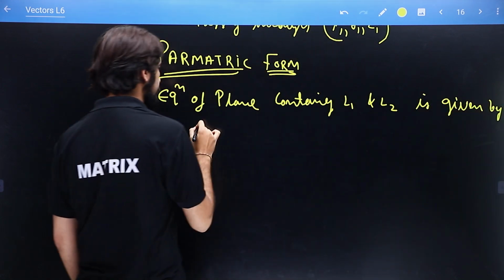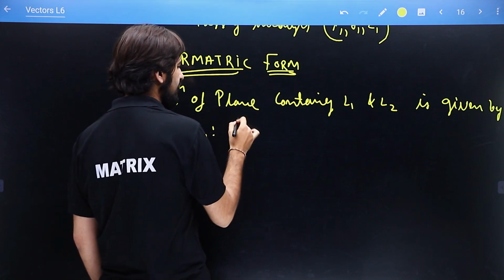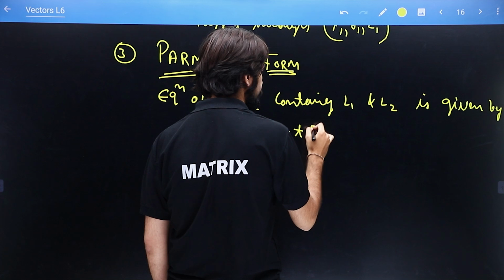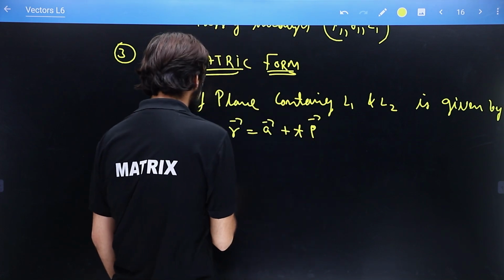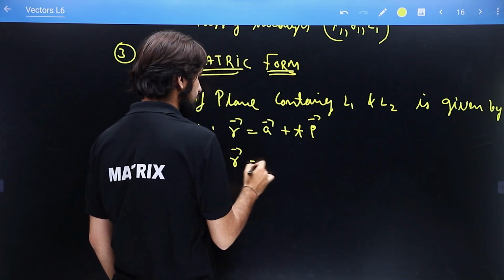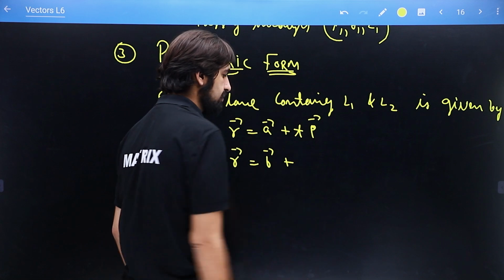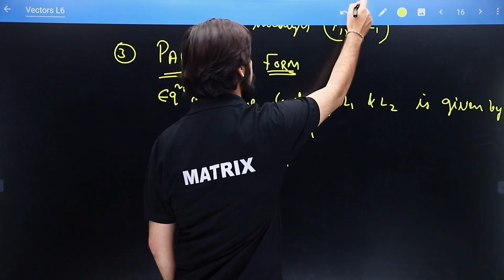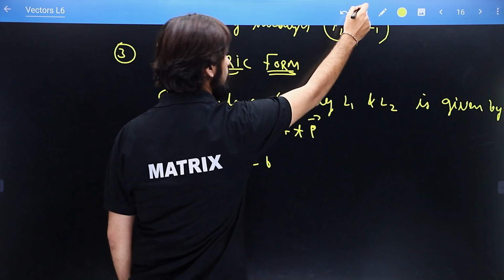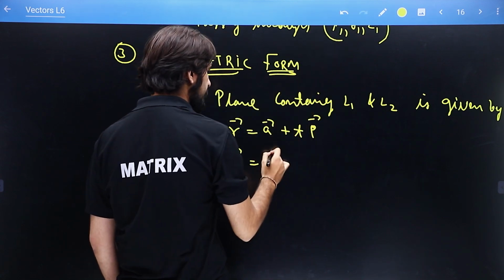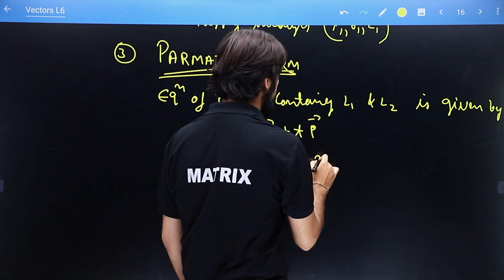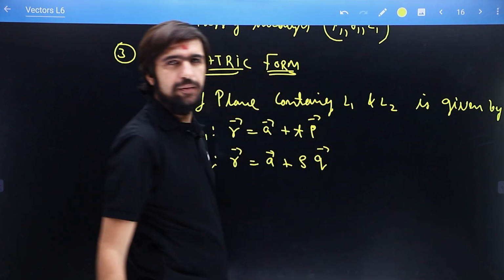Okay, first you can write L1. L1 will be vector R equals vector A plus T times vector P. And L2, vector R is equal to vector B, or again we can write vector A, plus S times vector Q, where T and S are parameters.